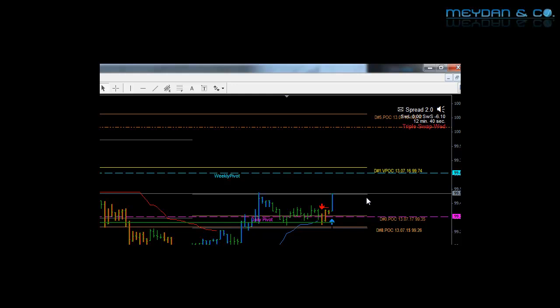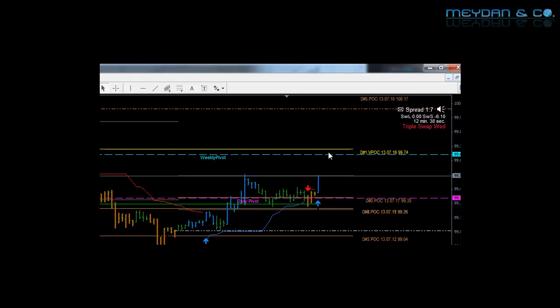Oh, there you go. It's a nice boom move. So this is the first area of resistance. Okay, so this is where we want to first sell.